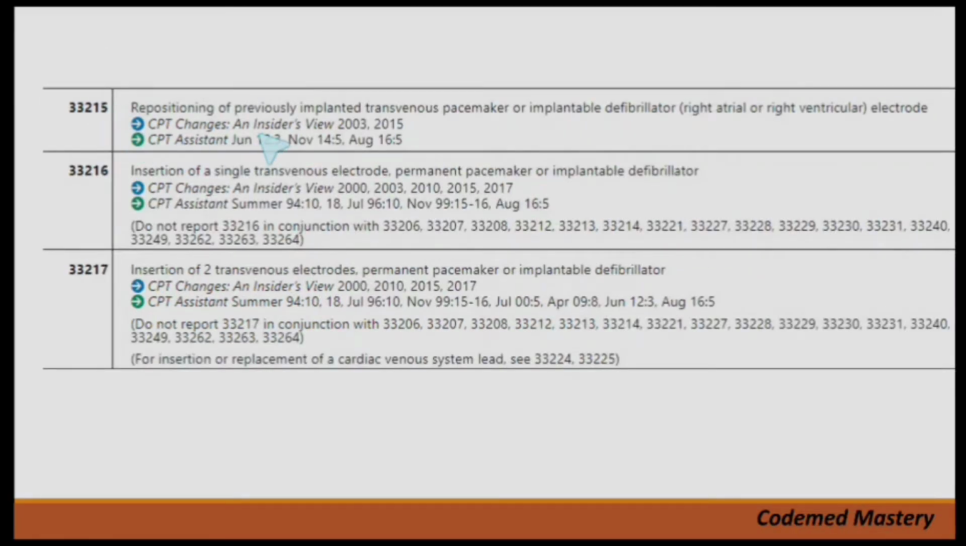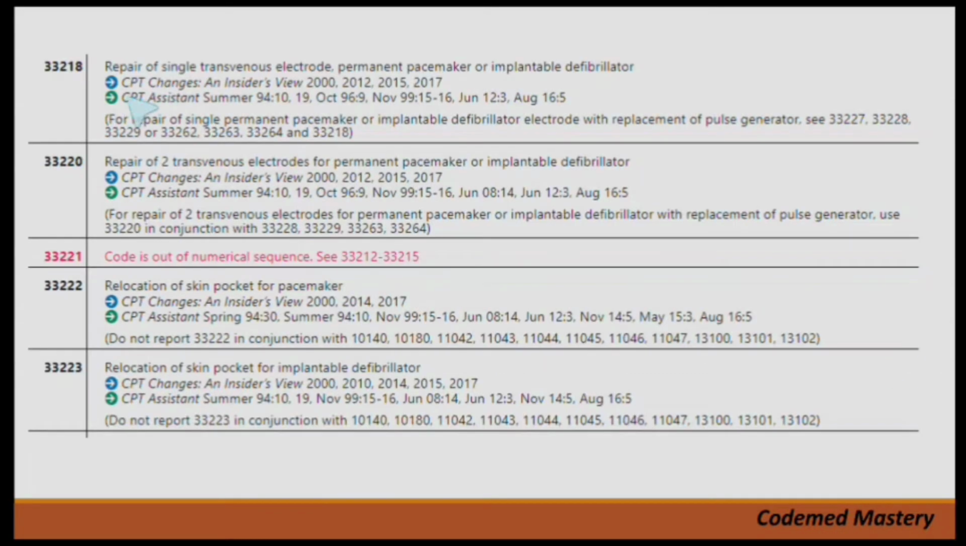Next is repositioning of previously implanted transvenous pacemaker or implantable defibrillator. And here there is insertion of single transvenous electrode permanent pacemaker, and 33217 for insertion of two transvenous electrodes permanent pacemaker. Then 33218, 33220, that is for repair of single transvenous electrode, repair of two transvenous electrodes. Then you have relocation of skin pocket for pacemaker, relocation of skin pocket for implantable defibrillator.